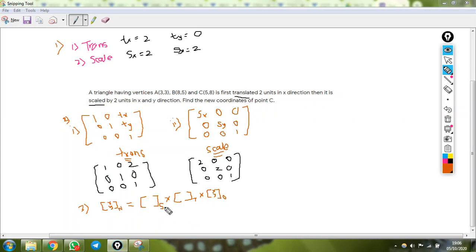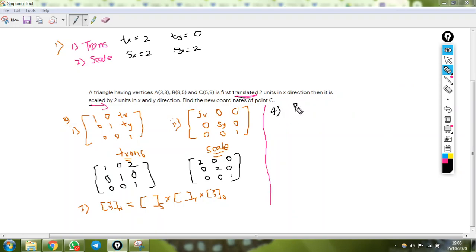Okay. The important thing to note here is that we'll multiply in the reverse way, scaling first, then translation. But actually it is first translated and then scaled. Okay, remember this point. Now we'll do the calculations and find the answer. They have only asked for point C, right? So we'll go for point C.